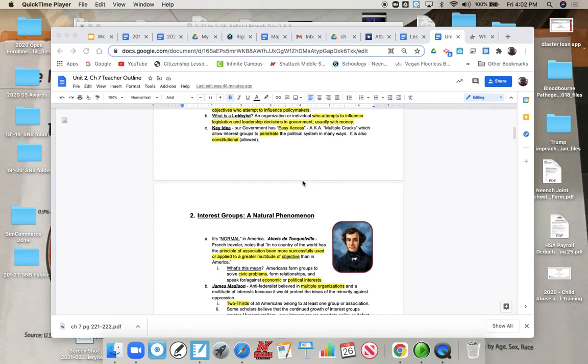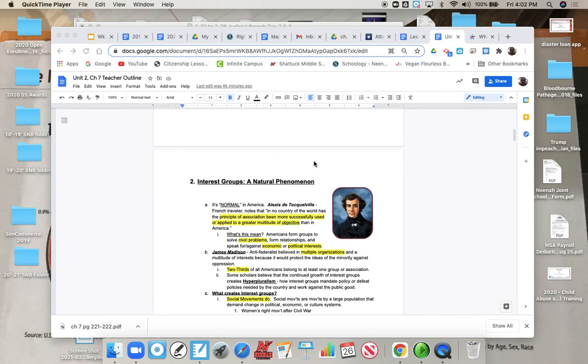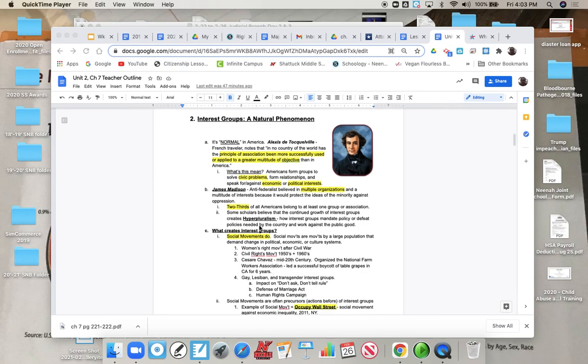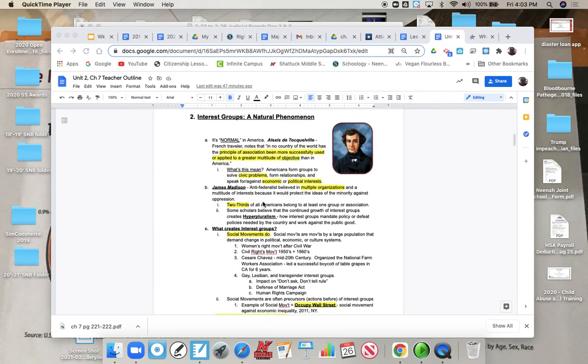And the key idea here is that there are easy access points or multiple cracks for these interest groups to penetrate our government system. De Tocqueville, however you want to say it, noticed as a French traveler to the States in the 1800s that this was easy, and people in the United States are always constantly working through their problems. James Madison reminded us of factions, and he said factions, which basically are today's equivalent of interest groups, are something that many Americans are part of.